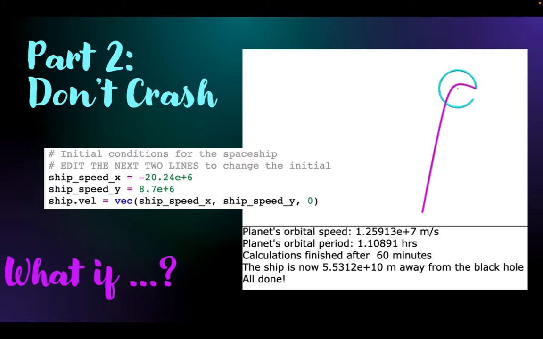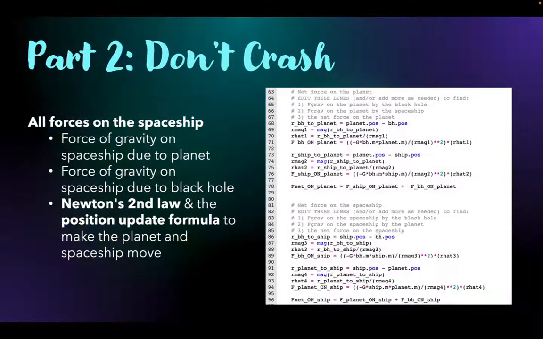If you decide to enter into an orbit around the black hole, I found that my spaceship would need to have an initial velocity of negative 20.24 times 10 to the 6th in the x-plane and 8.7 times 10 to the 6th in the y-plane in order not to crash into the black hole or the planet. And here's a snapshot of the actual code for that process.